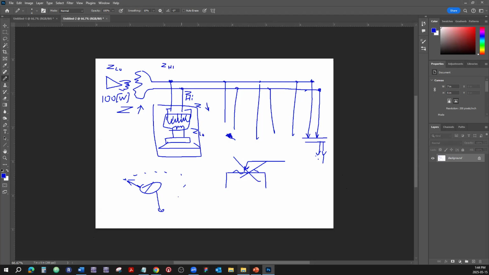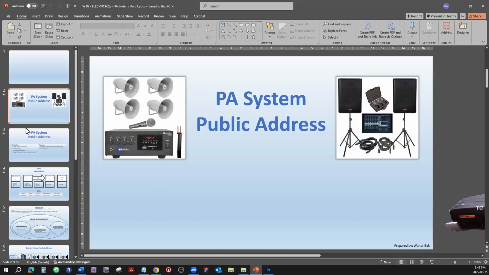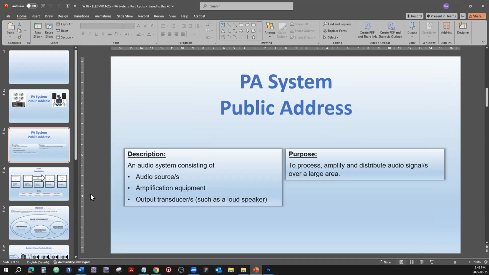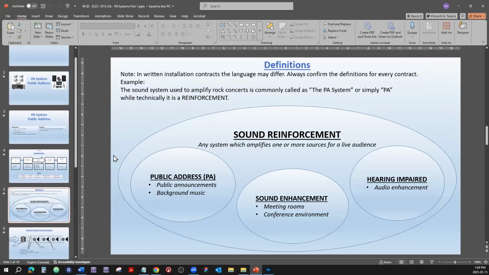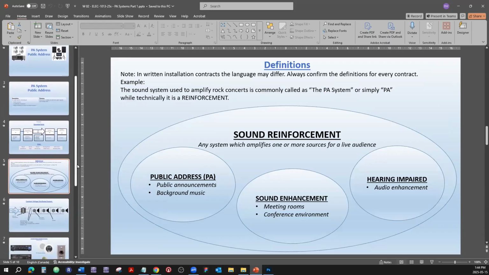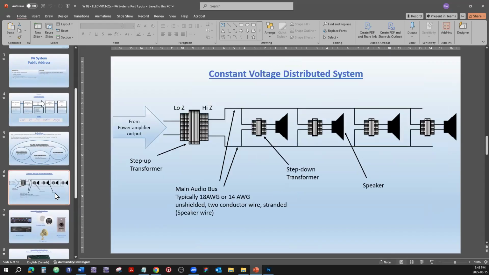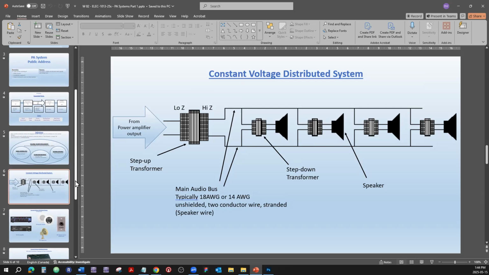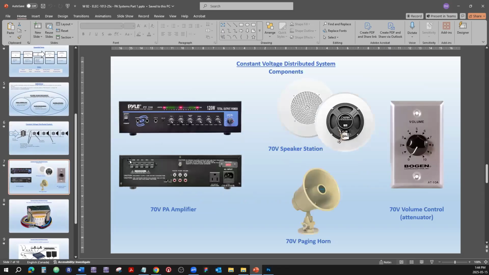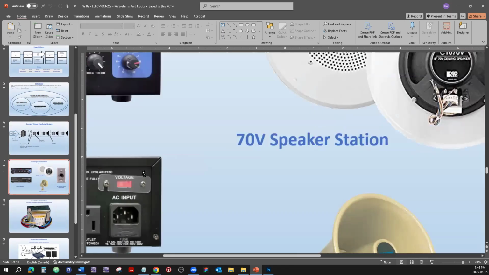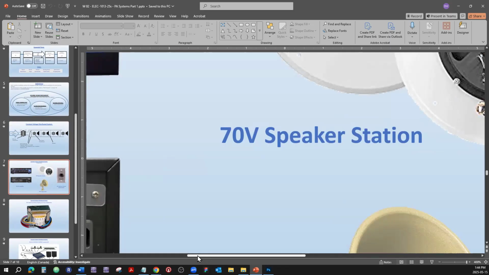Okay, so I'm going to skip that because we already went through that. That's what things look like. Here is the step-up transformer, and here are the step-down transformers connected to the speaker stations. Here's what the back of the amplifier will look like.